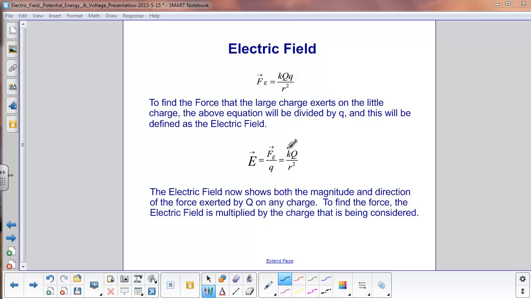We will divide both sides of the equation by q, and that will leave this side as kQ over r squared. And then we'll define the force divided by a small charge as our electric field. So the electric field is equal to kQ over r squared. This will show both the magnitude and direction of the force on any charge due to big Q. And the way we get that force is we just take any charge that comes near big Q and multiply it by the electric field. And notice I'm emphasizing the vector notation over here.